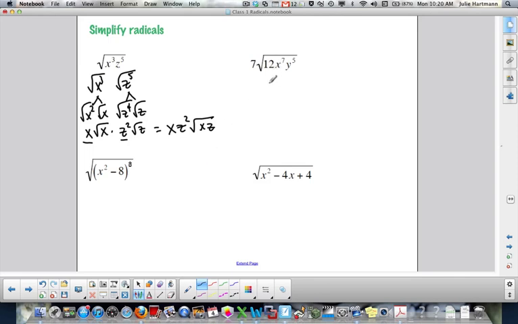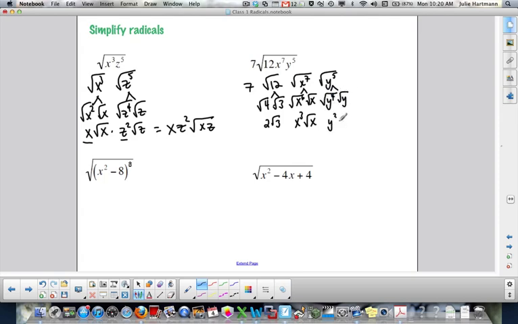All right, for this one, the 12, x to the 7th, and y to the 5th. And don't forget the 7 on the outside. 12 breaks down to 4 times 3, so that would be 2 root 3. X to the 7th, we're going to go x to the 6th times x. Square root of x to the 6th, 2 goes into 6 3 times, so x cubed, root x. Y to the 5th goes down to y to the 4th times y. Square root of y to the 4th is y squared times root y. You have 2 x cubed, y squared, and then root 3xy.